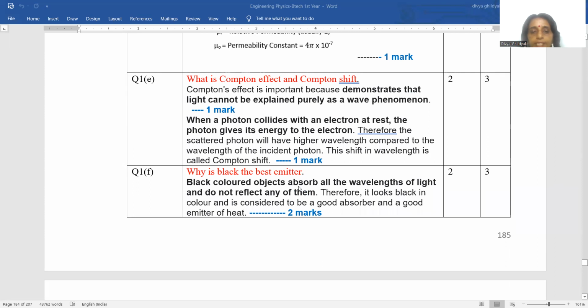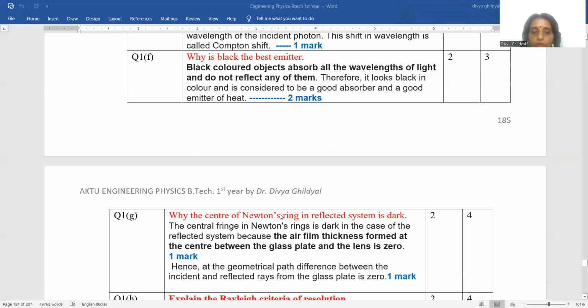Why is black the best emitter? Black colored objects absorb all the wavelengths of light and do not reflect any of them. Hence, it looks black in color, and it is considered to be a good absorber and a good emitter of heat.